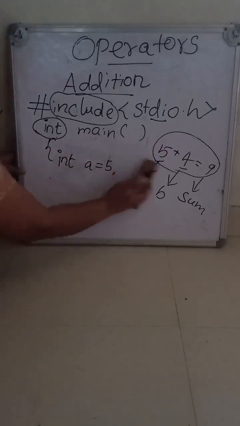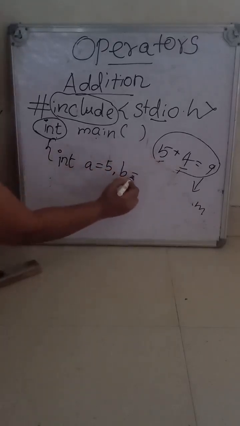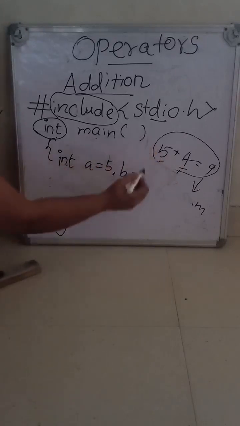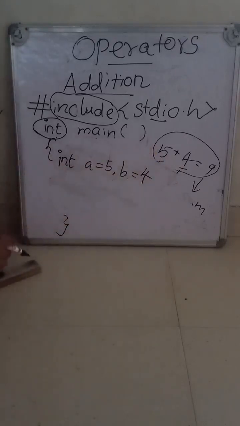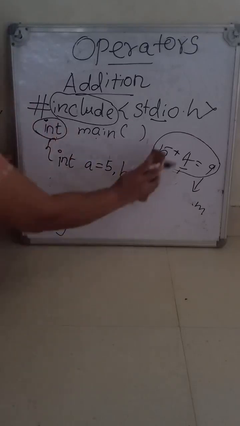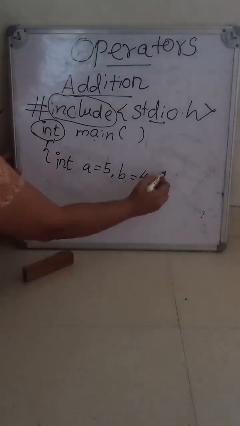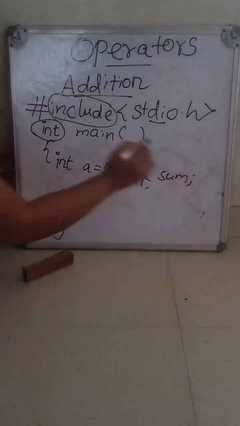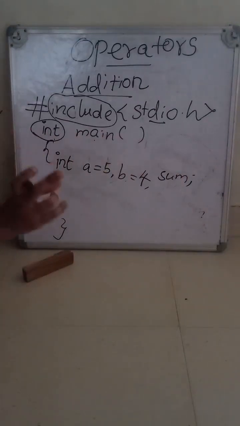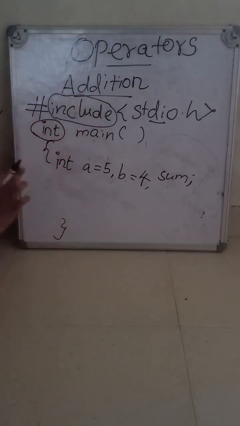Okay, after that what is our other variable? The B variable. That B variable is going to store 4. Now I have used two variables for input. The third variable that I am going to use is sum. So I have to declare the third variable for output. Now see carefully, we are doing the addition operation on the integer data type, so I am declaring int.